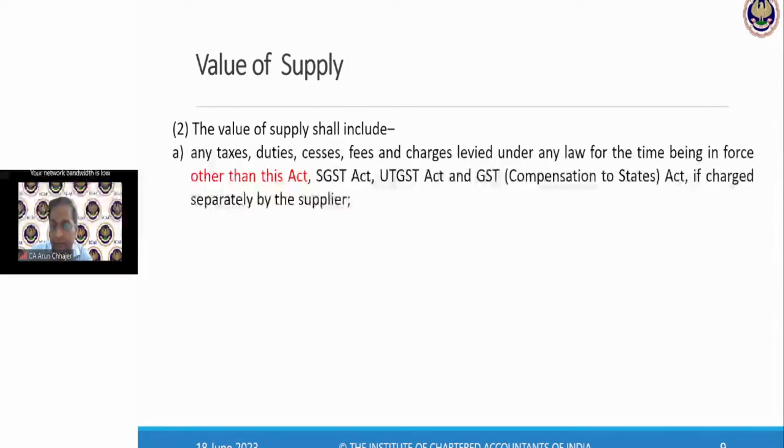Therefore, Circular 76 issued by the CBIC is clarifying that TCS will not be included in the value, and therefore GST needs to be charged excluding the value of the TCS. Let's move further.